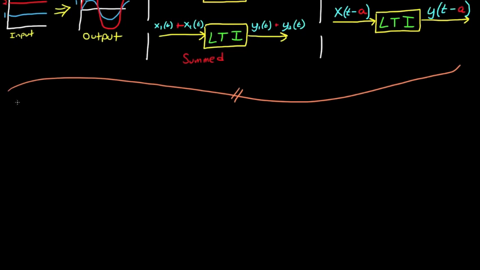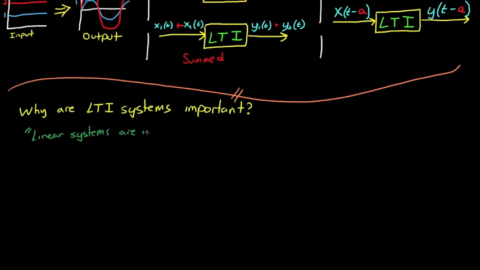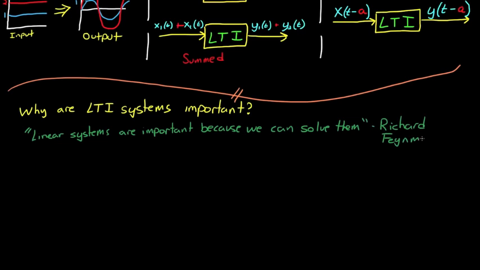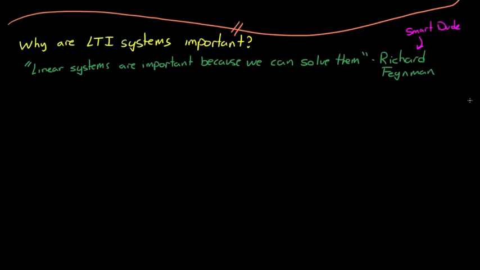However, these restrictions on a system are very severe. So severe, in fact, that practically no real-world system fully meets them. There's always some aspect of nonlinearity or time variance in the real world. So that begs the question, why are LTI systems important? I think Richard Feynman stated it best when he said, linear systems are important because we can solve them. That is to say, we have an entire arsenal of mathematical tools that are designed for and capable of solving complex linear systems, whereas we can only solve very simple and contrived non-LTI systems.